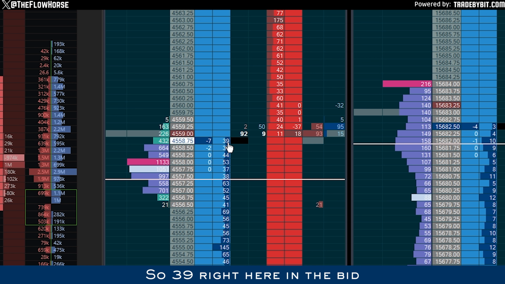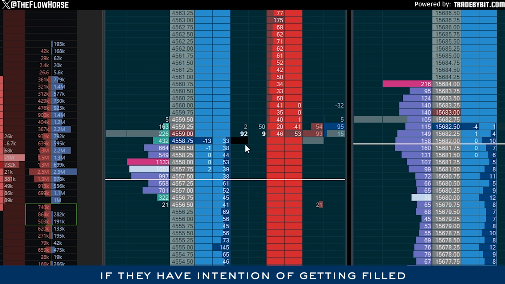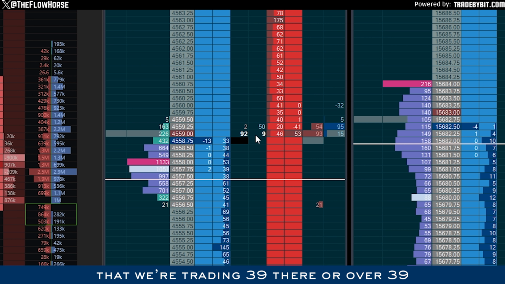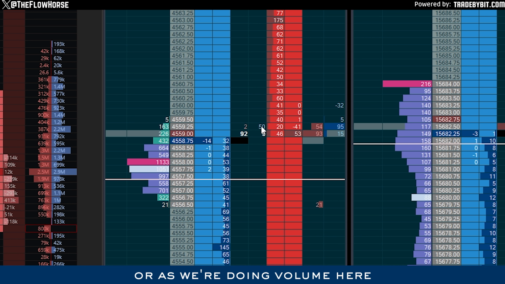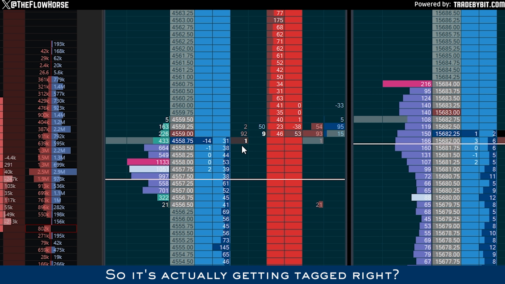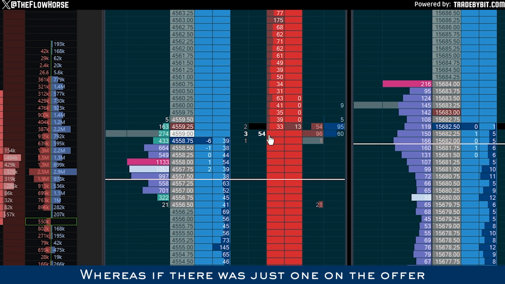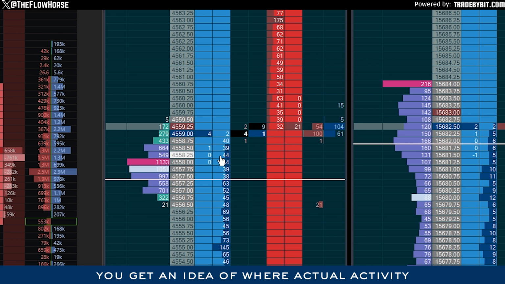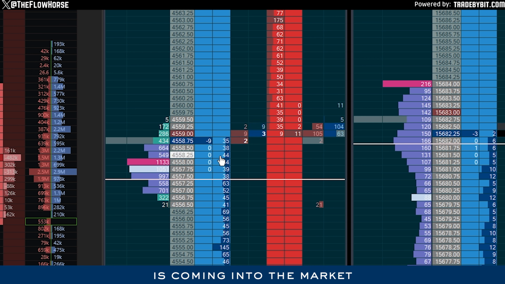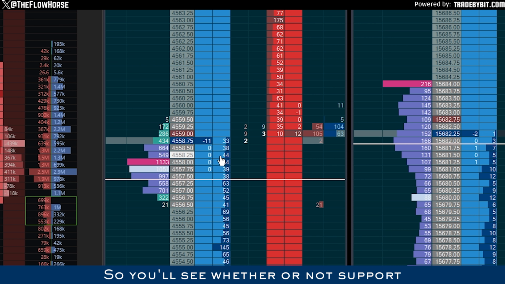So 39 right here in the bid, let's say we were leaning on that as being support. Well, if they have intention of getting filled, I want to see that we're trading 39 there or over 39, or as we're doing volume here and it's accumulating beyond that, this is continuously refreshing. So it's actually getting tagged, right? So now we just saw one traded, nothing, right? Whereas there was just one on the offer, 54 contracts traded. You get an idea of where actual activity is coming into the market, right? And again, whether it's staying for the activity, so whether those bids actually have intention of getting filled or not. So you'll see whether or not support or resistance is honest at a base level.